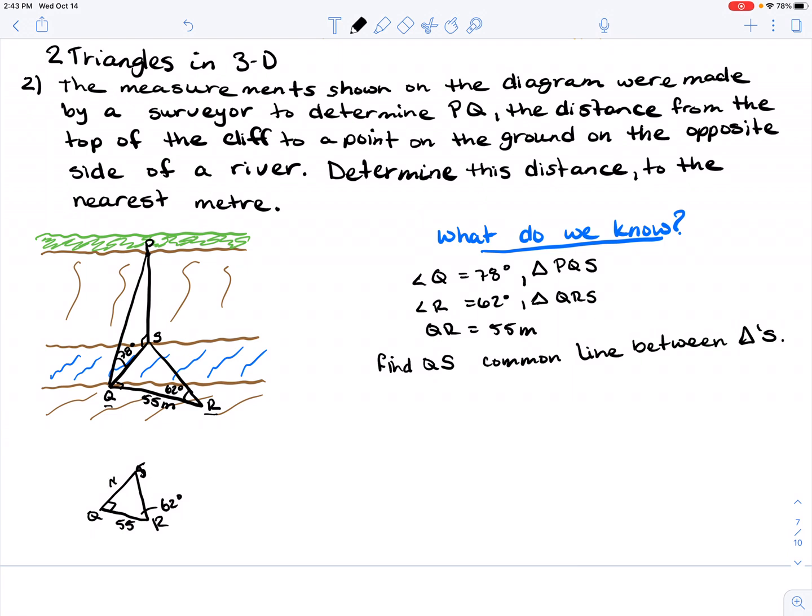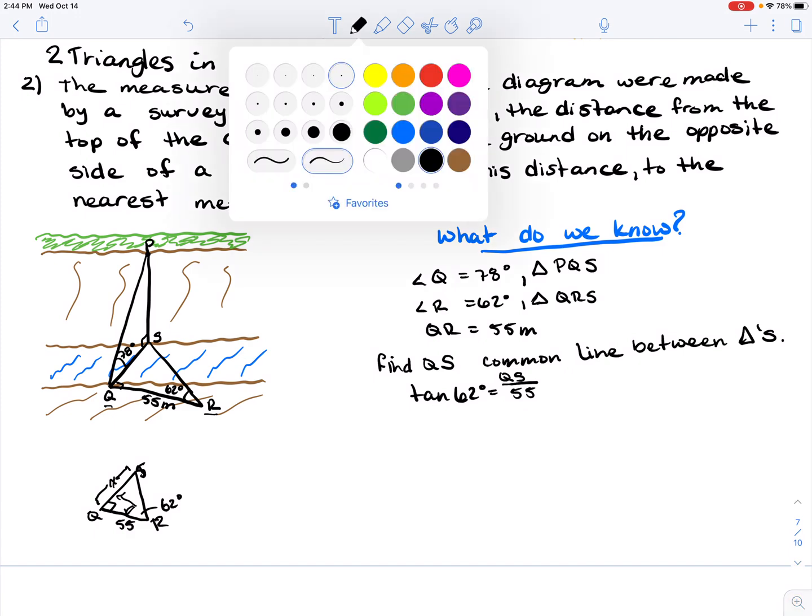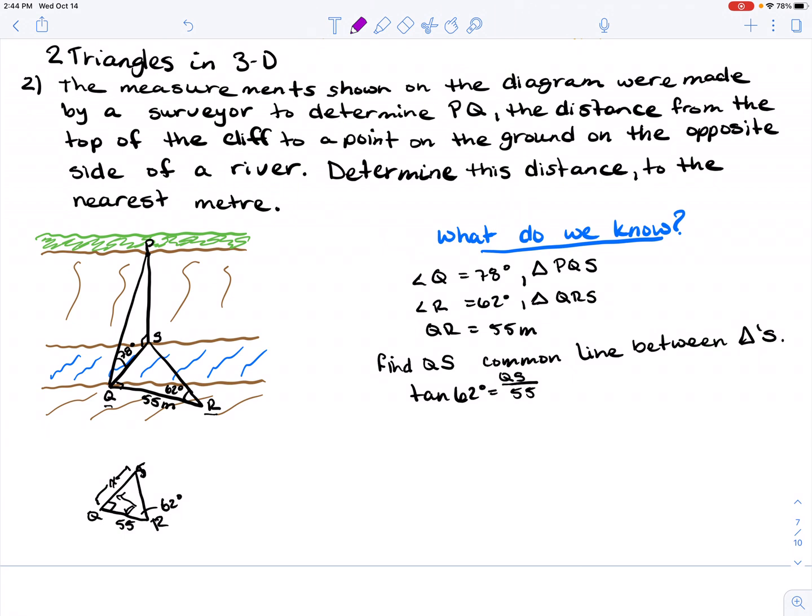So in order to find this length here, QS, which trigonometric ratio can I use? I have opposite and adjacent, so I'm going to use the tan ratio. So tan of 62, opposite is my line QS, over 55. So that means I need to multiply both sides times 55.